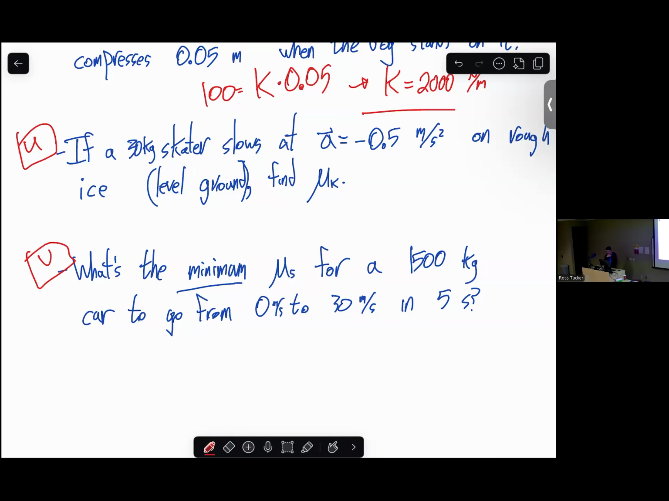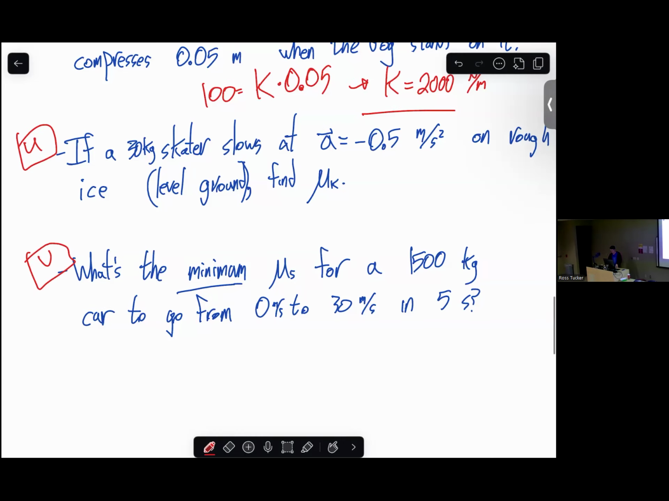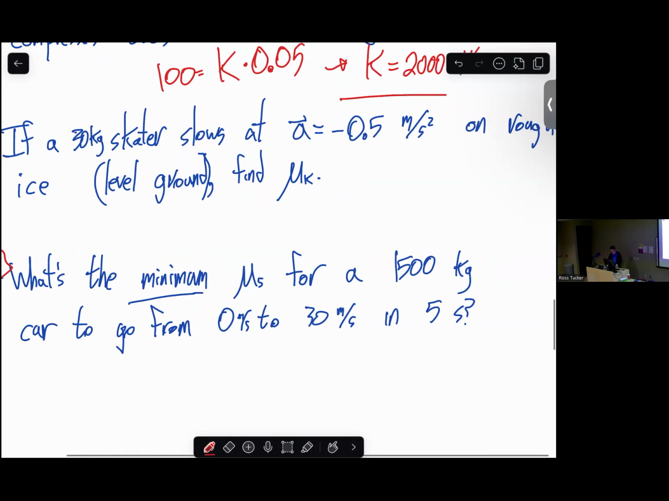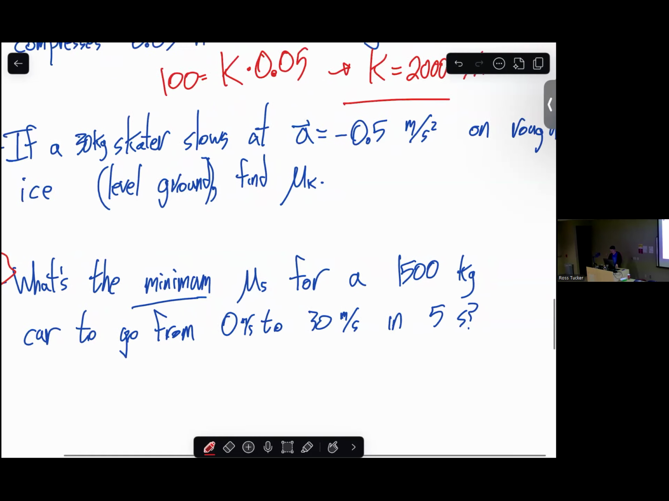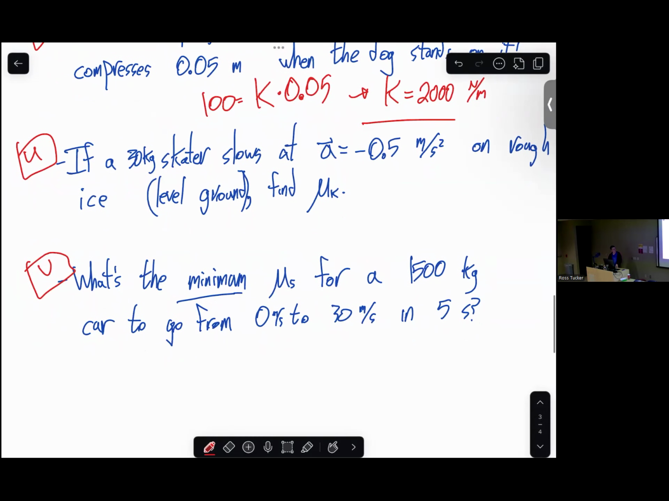Yeah, 0 to 30 in 5 seconds. Sure. No, that's bad. I don't want to do that. I'll rewrite it.